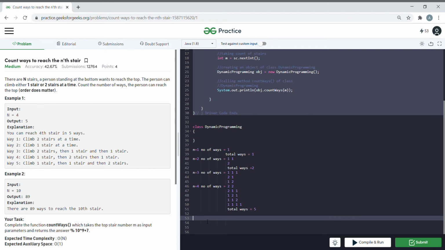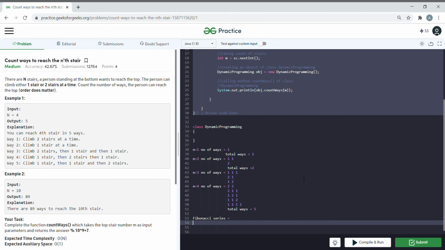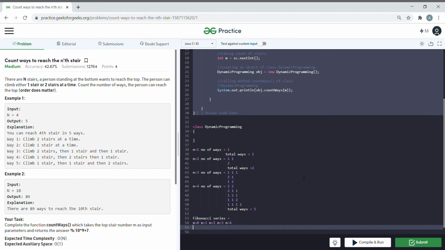So in the next step, this comes under the possibility of the Fibonacci series. In the Fibonacci series, how does the method work? Let's look at the case when n is equal to 0, when n is equal to 1, when n is equal to 2, when n is equal to 3, and when n is equal to 4. So what would we get as the answer? When n is equal to 0, it will return 0. When n is equal to 1, it will return 1. When n is equal to 2, it will return 1. When n is equal to 3, it will return 2.